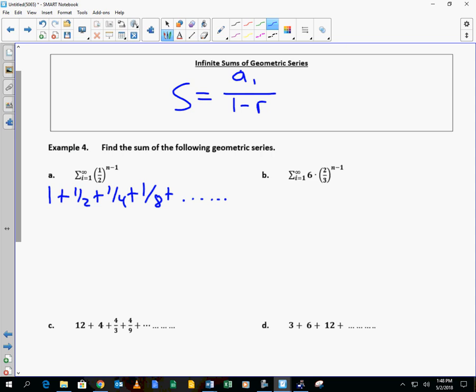So would you agree, as you add this together, 1 plus a half, you said 1 and a half, plus a fourth is 1 and 3/4, plus an eighth is 1 and 7/8. That'll be 1 and 15/16. That'll be 1 and 31/32. You agree it's never going to get over 2?